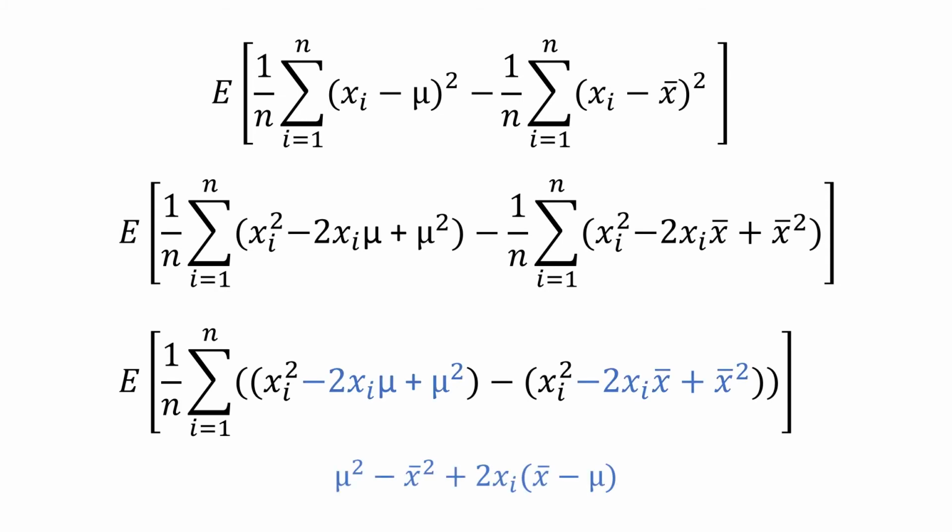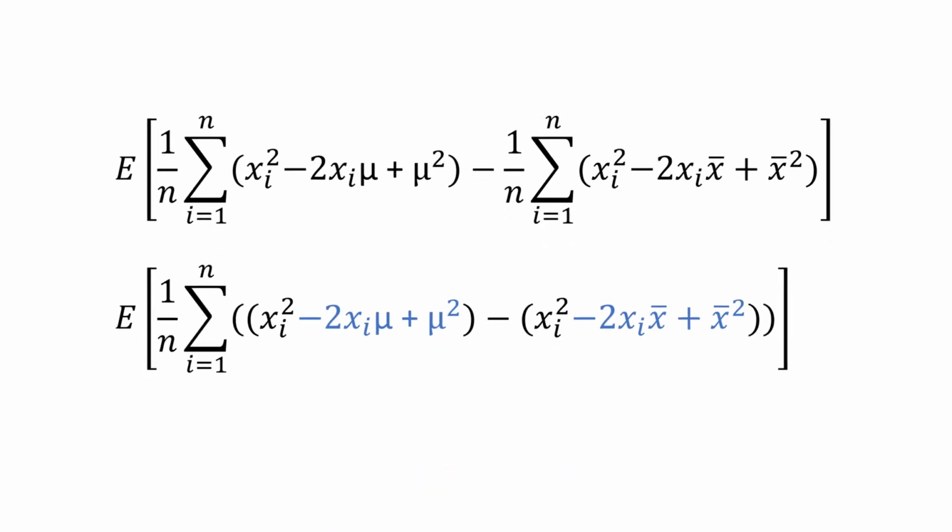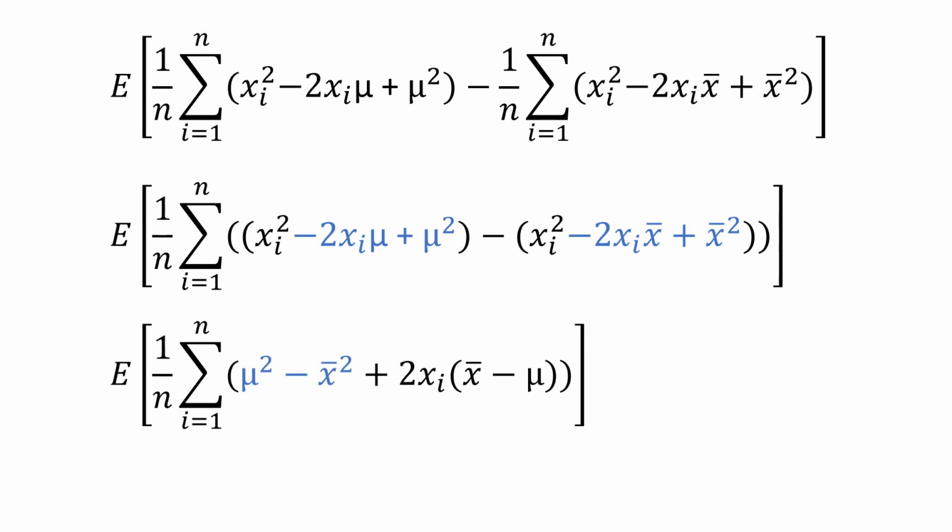Now we rearrange a bit with the goal of placing everything that does not depend on the sum outside of it. We are allowed to do that because it is the same to multiply each term of a sum with a constant or only the result of the sum. The x_i squared here, which is not in blue, cancels out. Now, mu squared minus x bar squared does not depend on i, so we can put it outside the sum.